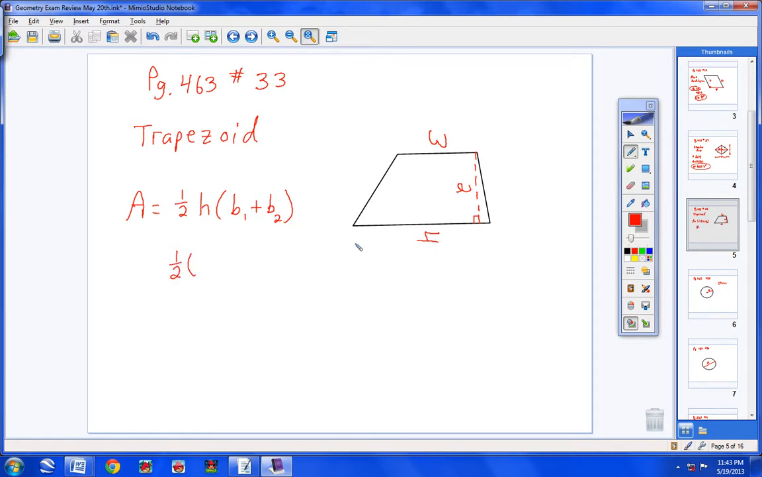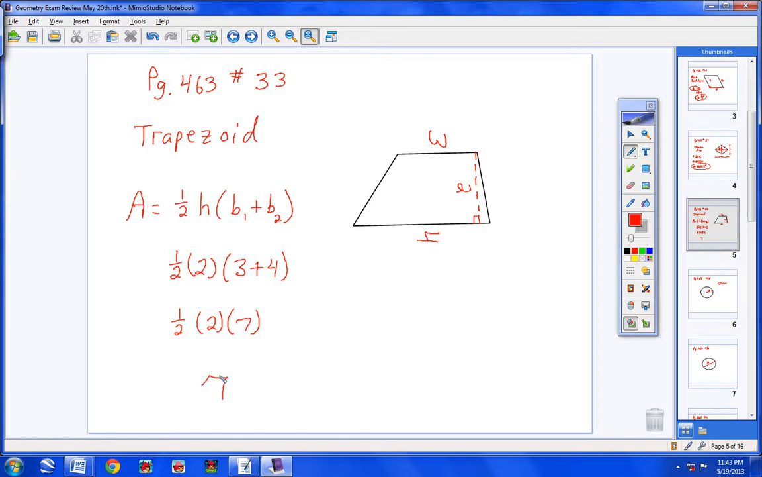1/2 times the height. Now the height is right here. It's that distance or that height that's perpendicular to the base. So the height is 2. And then, of course, your base plus your base would be 3 plus 4. Okay? Now, if you do all the work on this, you would have 1/2 times 2 times 7, because 3 plus 4 is 7. And you end up getting 7.